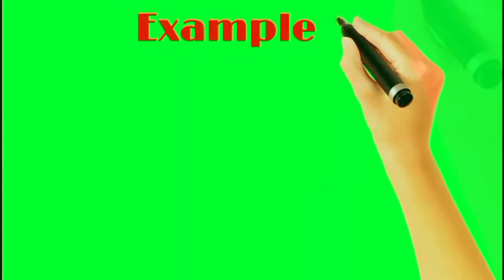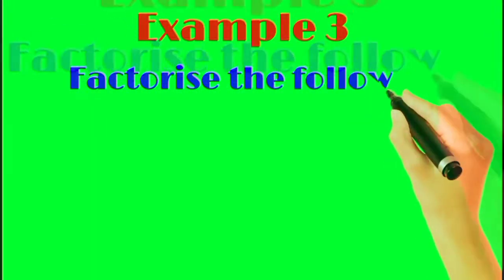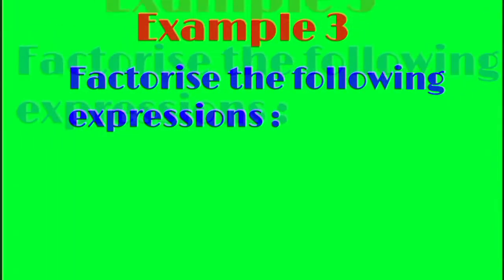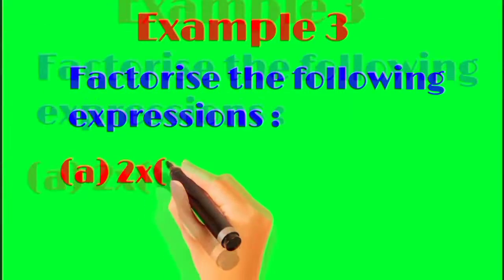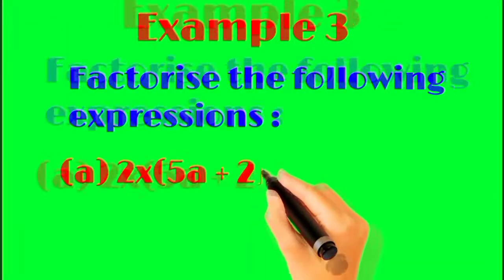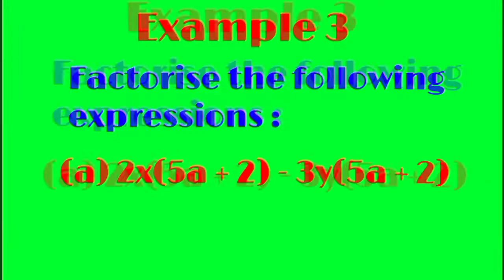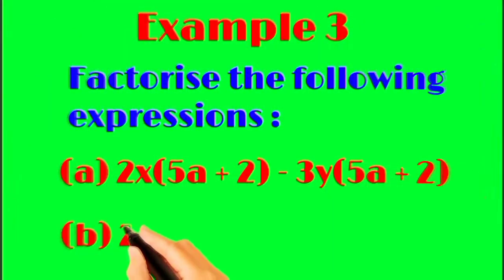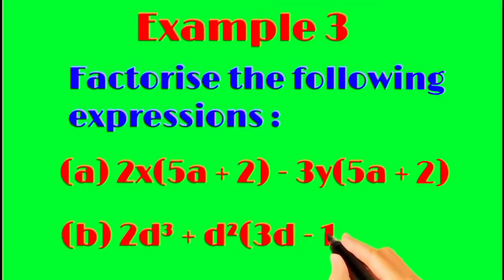It says factorize the following expressions. A: 2x in the bracket of 5a plus 2, minus 3y in the bracket of 5a plus 2. Then the second question is 2d cubed plus d squared in the bracket of 3d minus 1.